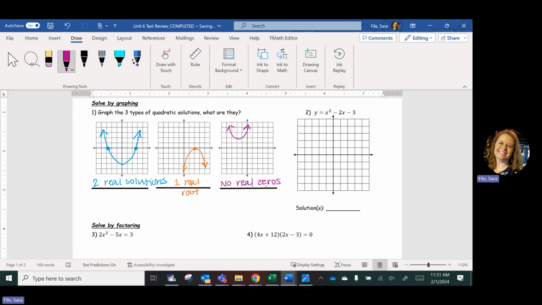They all mean x-intercepts. Okay, now if this is the case, if there are no real zeros, remember, they will be imaginary. All right, then on number 2, they want us to solve by graphing.